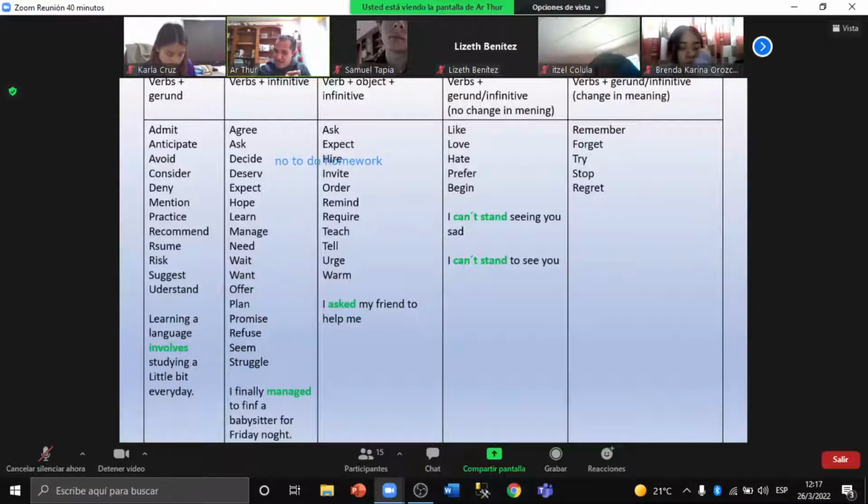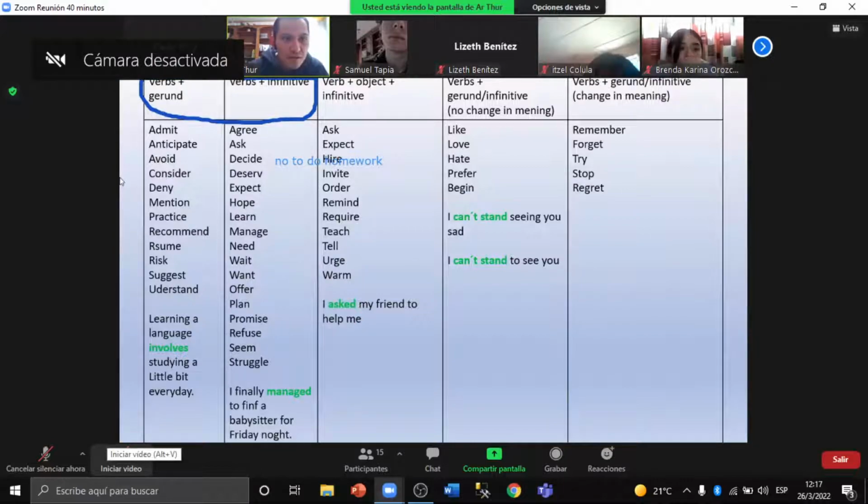Reconocer o identificar cuáles son esos verbos que van seguidos de un infinitivo y cuáles son los verbos que van seguidos de un ing. Esa es la clave de este tema. Si ustedes manejan estas dos reglitas, están del otro lado.